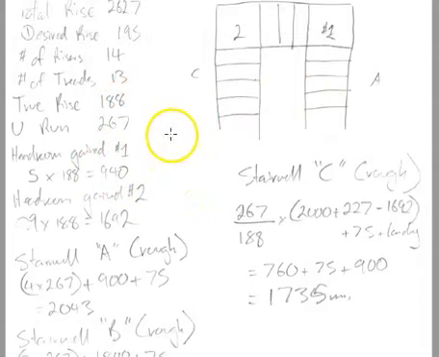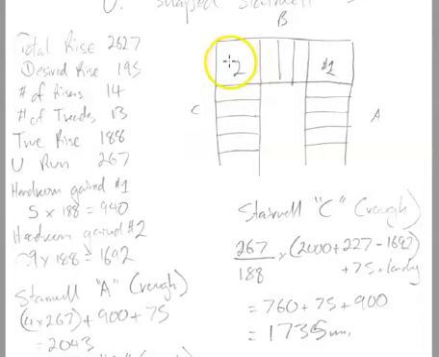When we have a headroom gained at the lower landing of the total number of rises above the lower landing, that would be the rises in this one and this one, working our way to the top of the stairs. In this situation, it's 9. So we take 9, multiply by 188, the true rise, we get 1692.